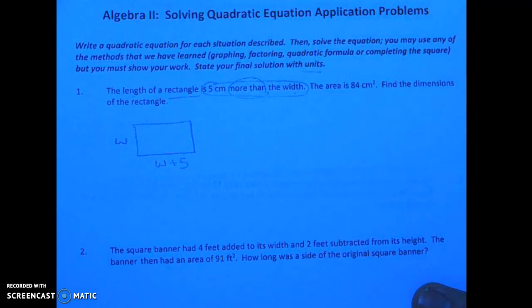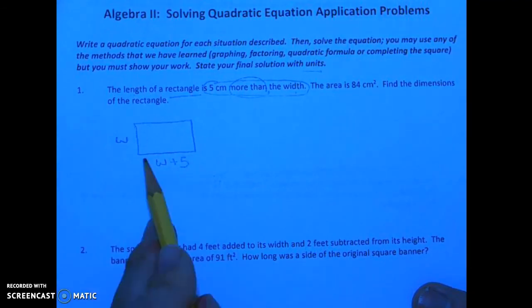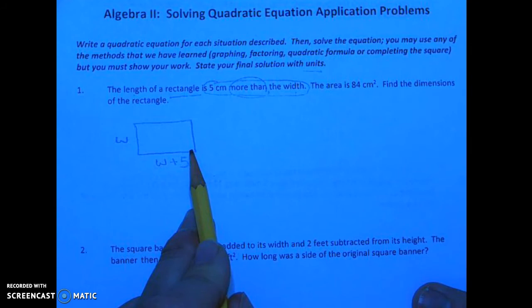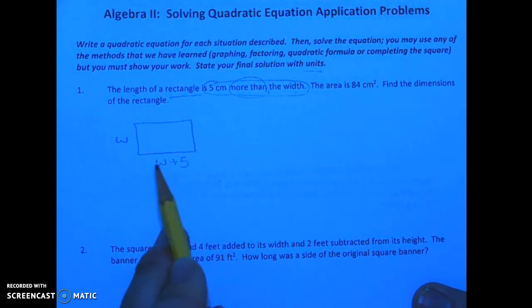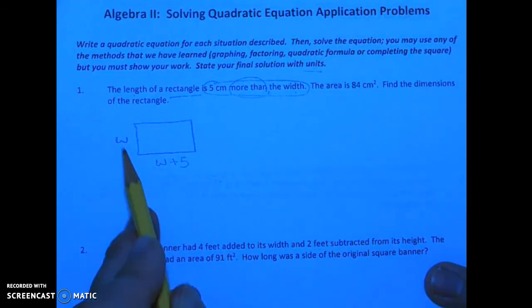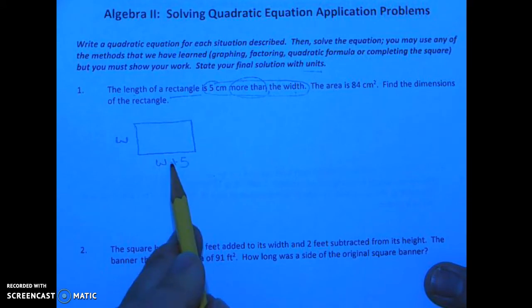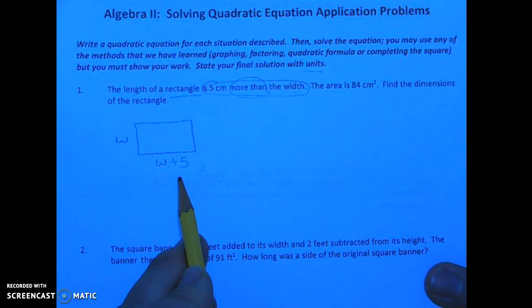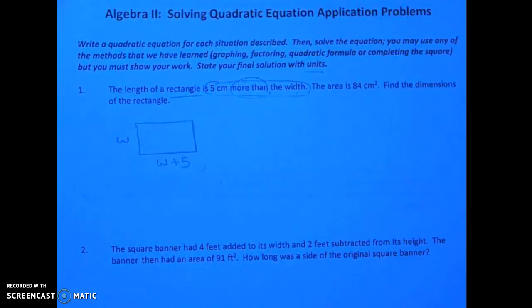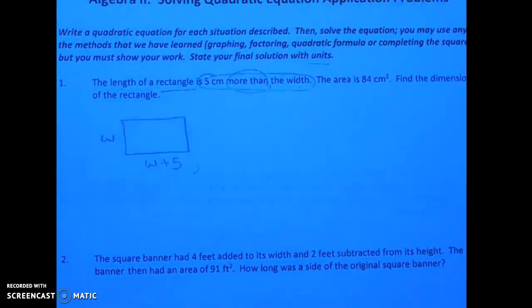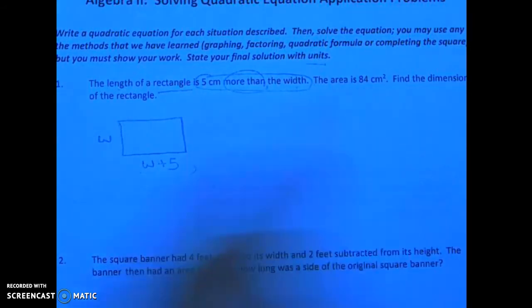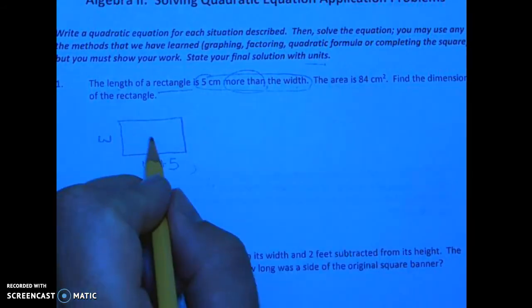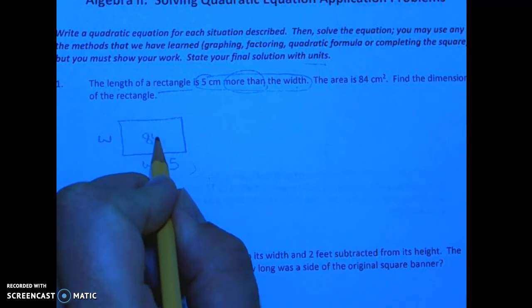Does that make sense? So here's your length. It says it's 5 centimeters more than the width. So, for example, if the width was 1, then the length would be 5 more than 1, so it would be 6. Alright? Now, it tells us that the area is 84 square centimeters. So the area is 84.